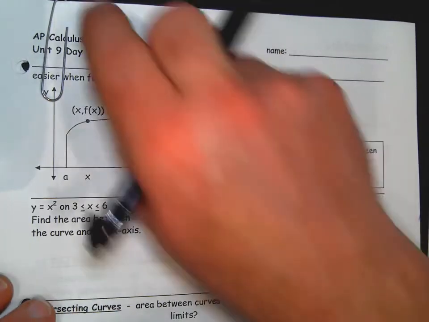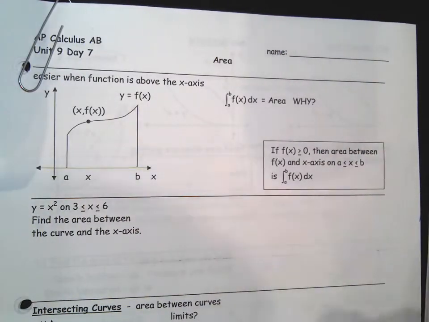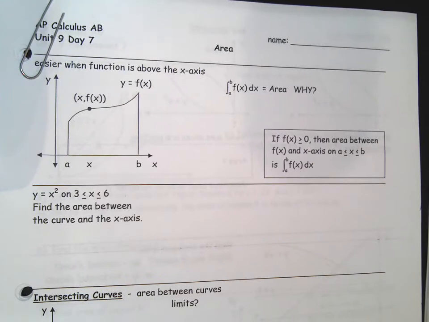AP Calculus AB, Unit 9, Day 7, lesson. We're going to go a little more into area. We've been talking about area this unit, but we're going to take it up a step.